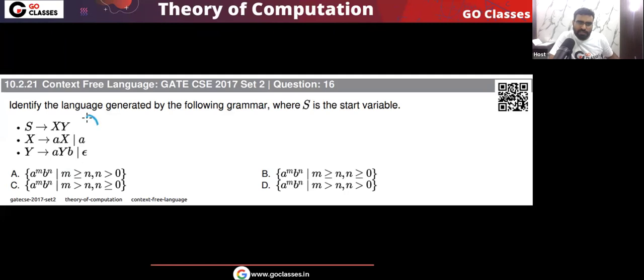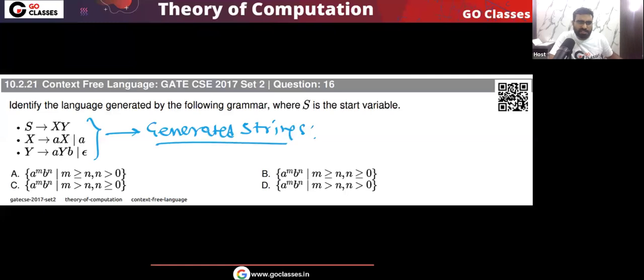From this grammar, which strings can I generate? Can you give me some small strings which can be generated? What is the minimum size string that I can generate? You can see S goes to XY, and from X the minimum I can generate is a, and from Y I can generate epsilon.